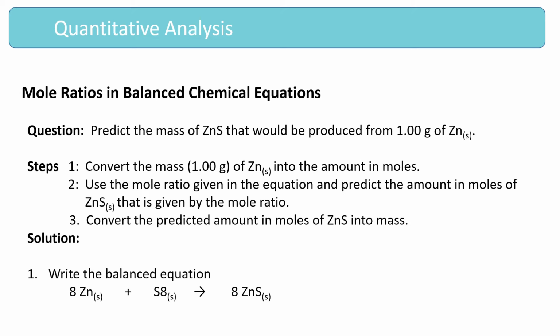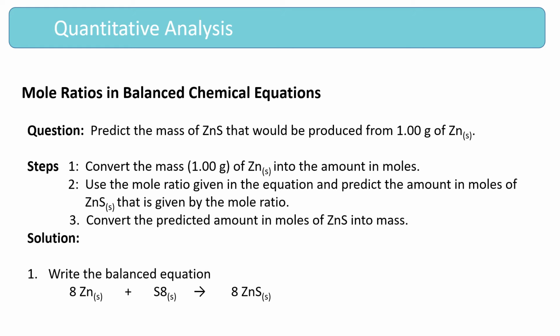Predict the mass of ZnS that would be produced from 1 gram of zinc. Steps. Number 1, we're going to convert the mass of 1 gram of zinc into the amount of moles. We're then going to use the mole ratio given in the equation and predict the amount in moles of the product that is given by the mole ratio. Then we're going to convert the predicted amount in moles of ZnS into mass.